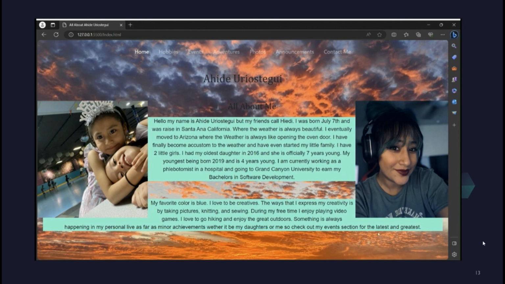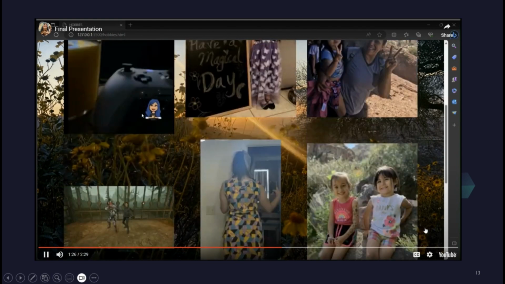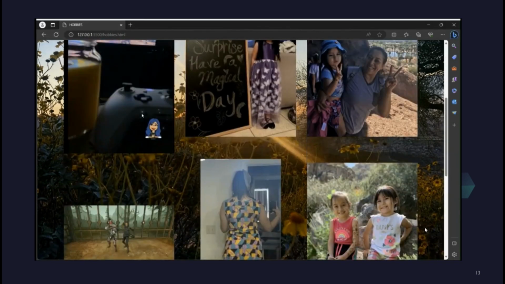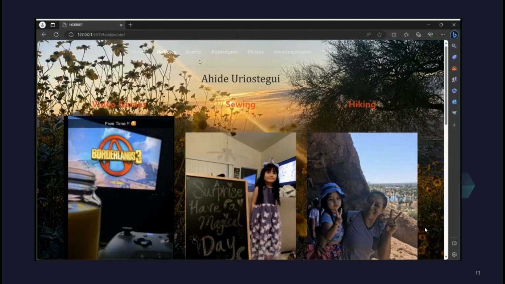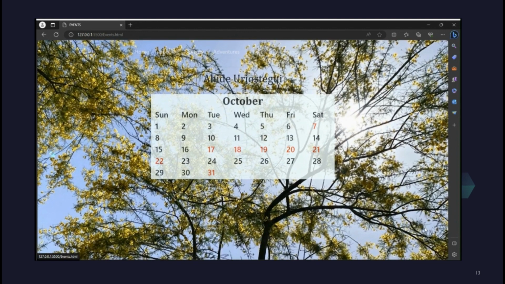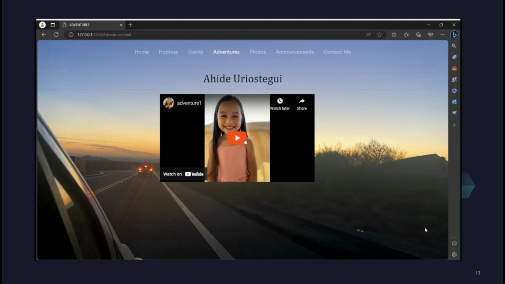So all these pictures were taken by me. These are my two daughters, me, and I have my hobbies, which are video games and sewing, as well as hiking. And then I have my events page, and October 7th is my nephew's birthday. From the 17th to the 22nd is my vacation, and of course, we cannot forget October 31st, Halloween. And then I have my video, Adventure 1.